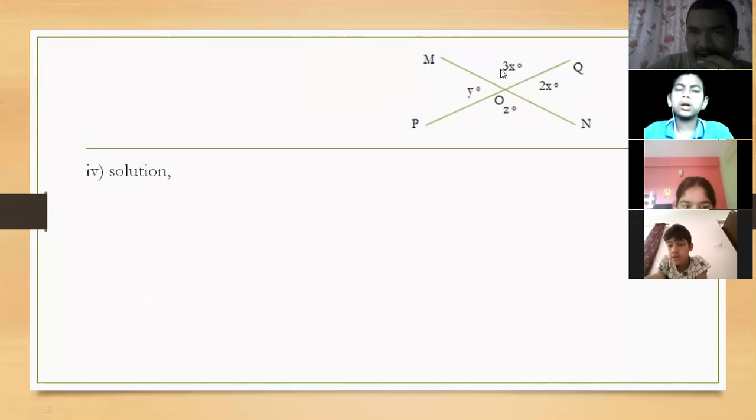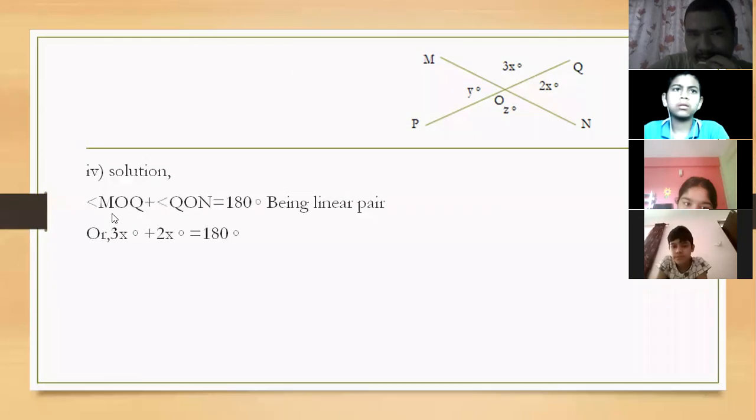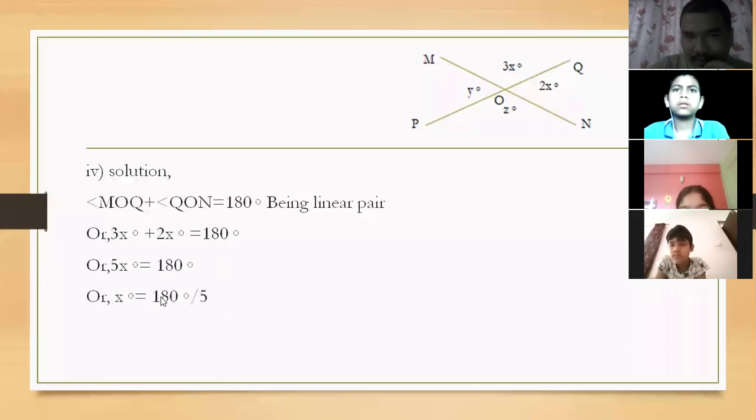We have to add this 3x degree and 2x degree, being a linear pair or a straight angle. These two angles make a straight angle. Look here, write the names MOQ and QON. These two angles are making a straight angle, so their sum is 180 degree. Then 5x equals 180 degree, so x equals 180 degree divided by 5, which is 36 degree.